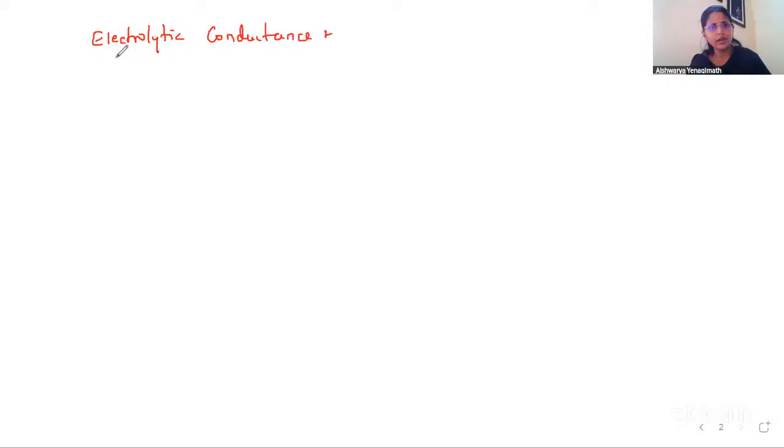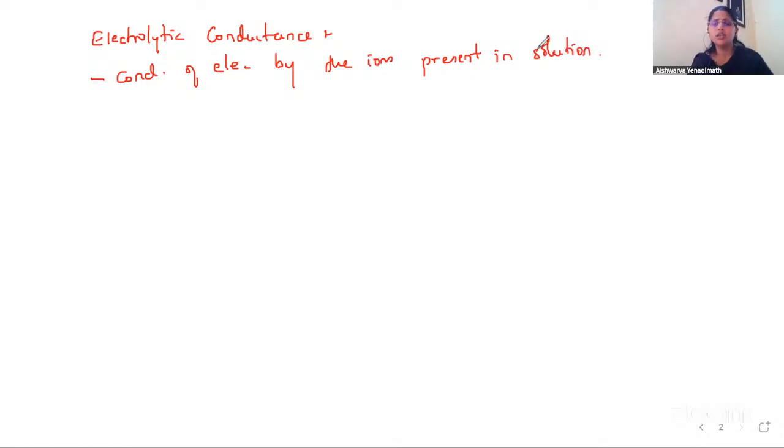Is it by electrolyte actually? Not actually. By the ions present in the electrolyte. Conductance of electricity by the ions present in the electrolyte only, or present in the solution only, because only in solution they are dissociated into ions. Getting my point? So conductance of electricity by the ions present in the solution is called electrolytic conduction, or you can also call it ionic conduction.